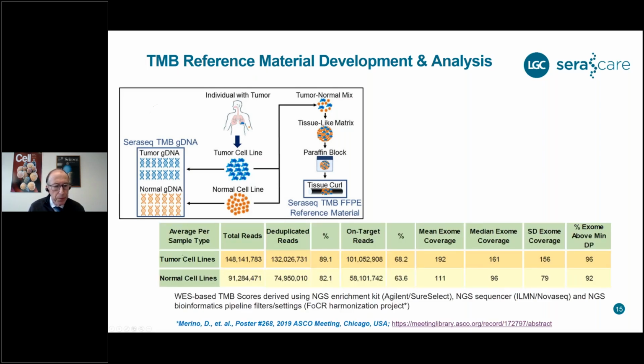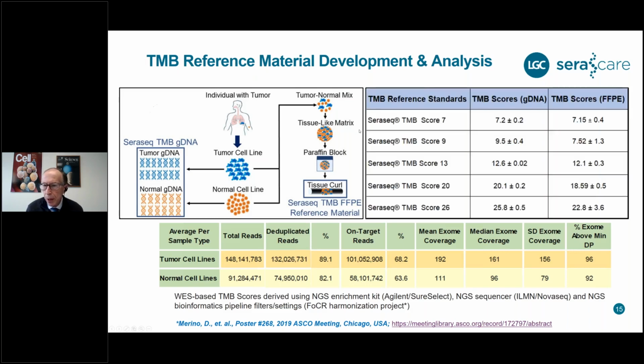Here's the data for the tumor cell lines and normal cell lines. You can see reads, duplicate reads, and other QC metrics like on target, mean coverage, median coverage, etc. So these whole exome-based TMB scores were derived from this Agilent approach using Illumina NovaSeq and the Friends of Cancer Research harmonization project. So this has all been published in how we determine the mutational burden for these mixes.